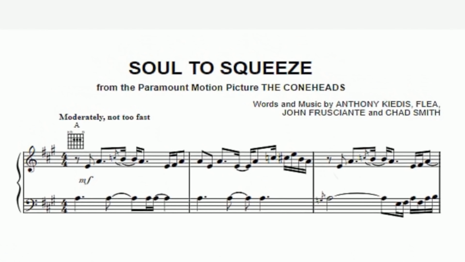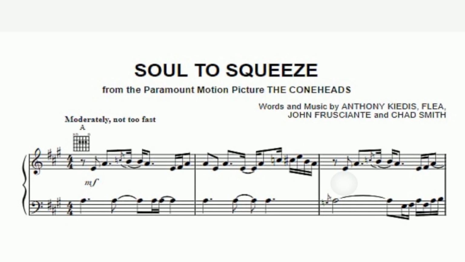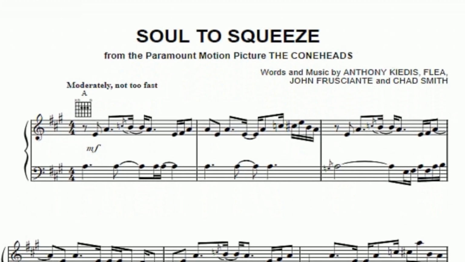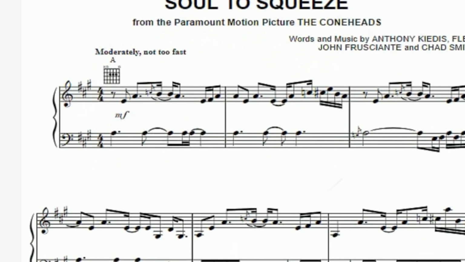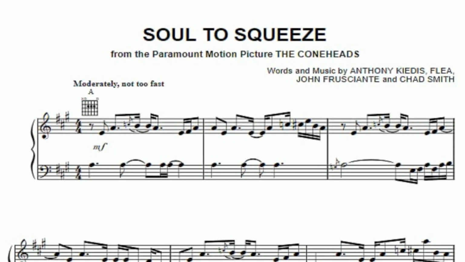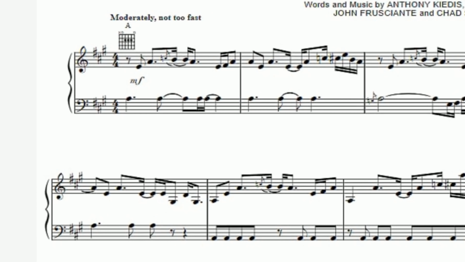Okay, now it's time to tie everything I taught you together, and I'm going to actually show you how learning this progression is going to help you learn pop music. So let's get started. Okay, so here we have the song Soul to Squeeze, and it happened to be in the movie Coneheads, but it is actually by the Red Hot Chili Peppers. Took me a second to remember that.